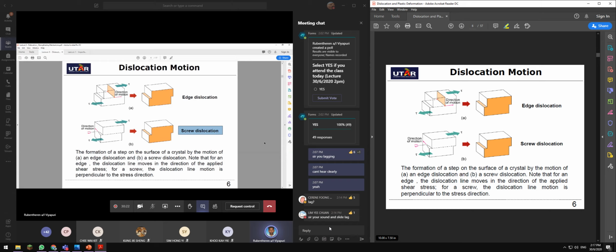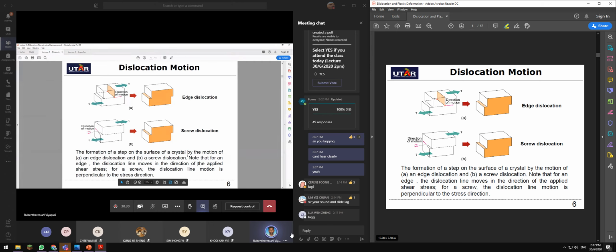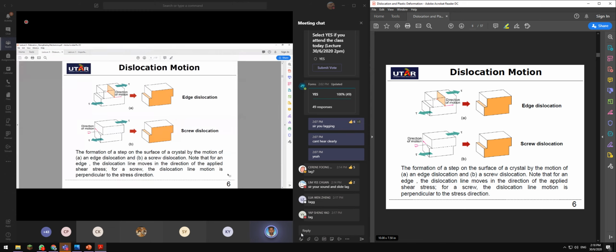On the surface of a crystal, by motion, this is the explanation: A, an edge dislocation, and B, a screw dislocation. Things to note: for an edge, the dislocation line moves in the direction of the applied shear stress. For a screw, the dislocation line motion is perpendicular to the stress direction. Try to digest.